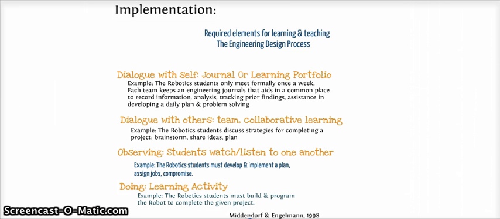Let's take a look at the required elements of learning and teaching the engineering design process. One, dialogue with self, journal or learning portfolio. Two, dialogue with other teams, collaborative learning, observing students watch and listen to one another, doing the learning activity.